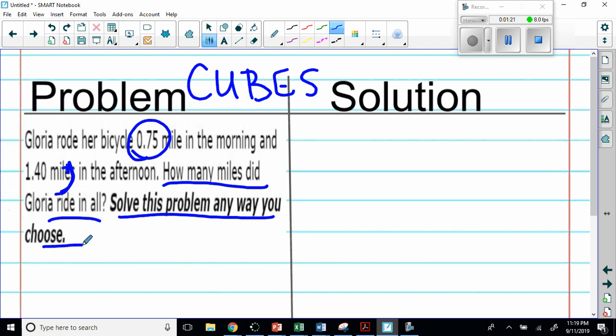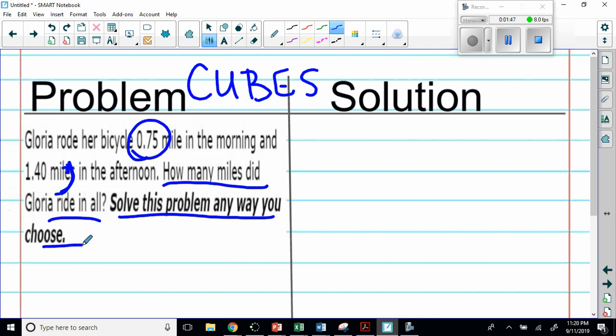So when you pause this, I just want you to solve it. How many miles did Gloria ride in all? Once you have your solution down in your journal, you can go ahead and press play again to see how I solved the problem and some other possible strategies. Okay, so let's take a look at our solution to this problem.